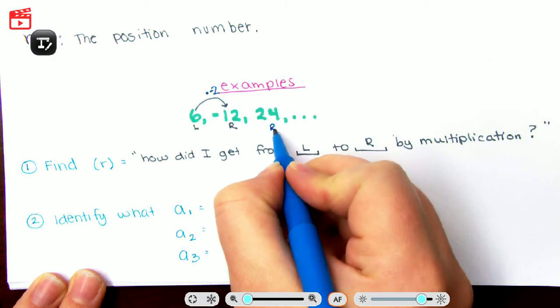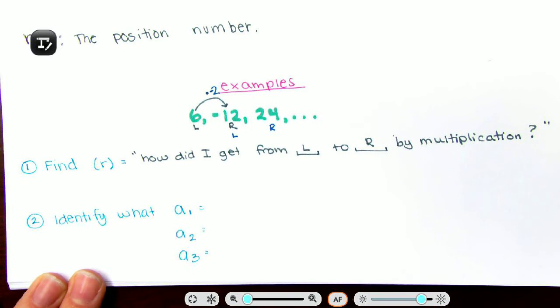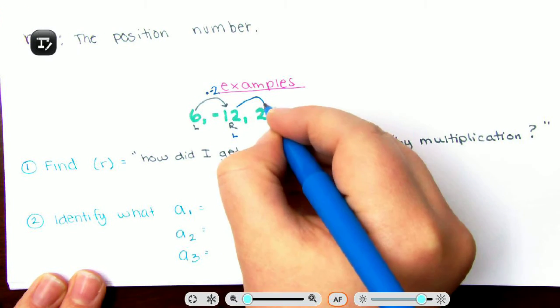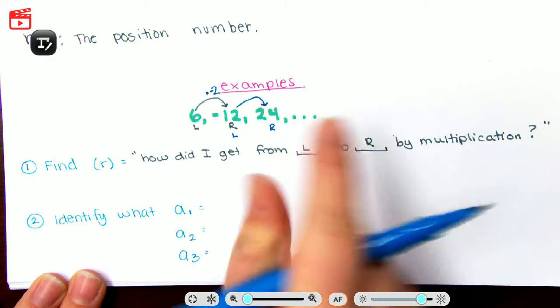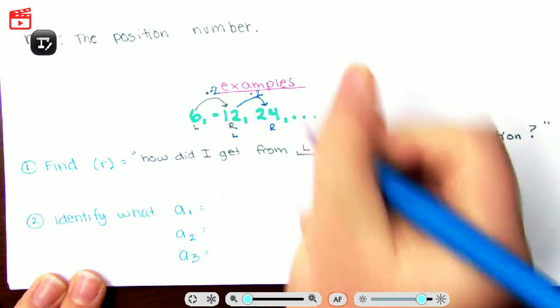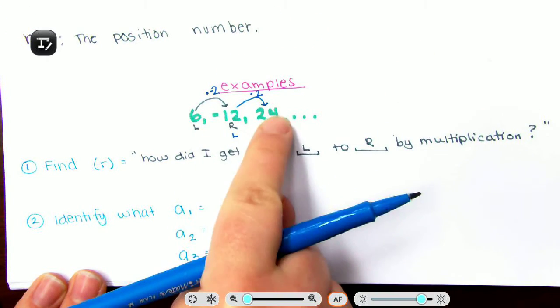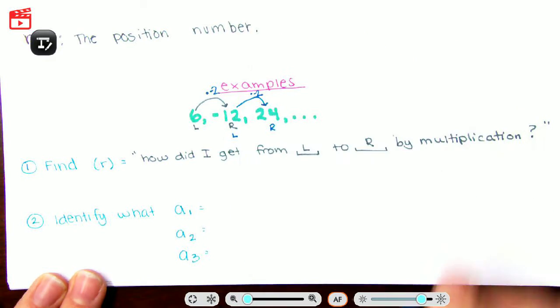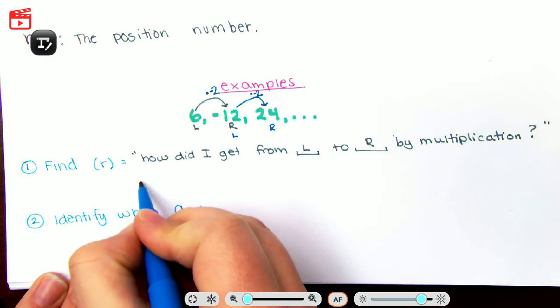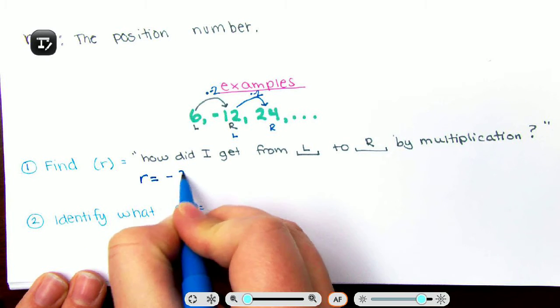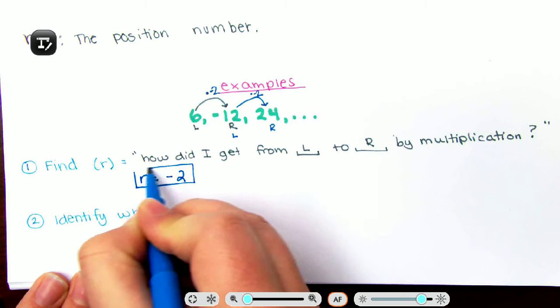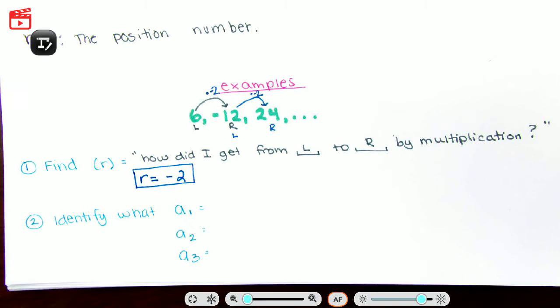Now, here's my right, here's my left. I always have to double check all numbers. How did we get from 12 to 24? 12 to 24 is times 2 again. However, notice that my negative disappears. That means I do have to multiply by negative. So my r value is negative 2, my common ratio.